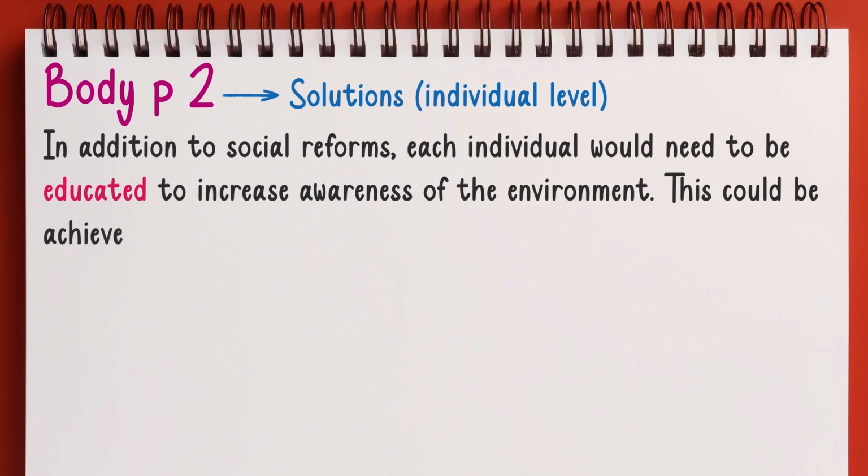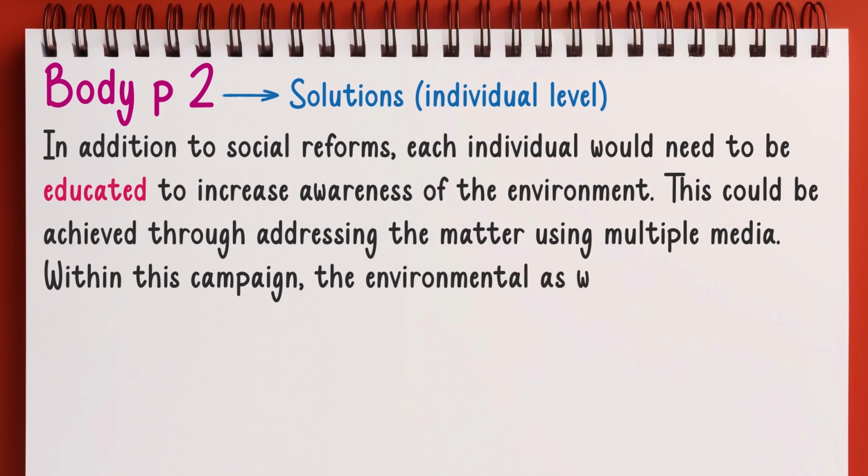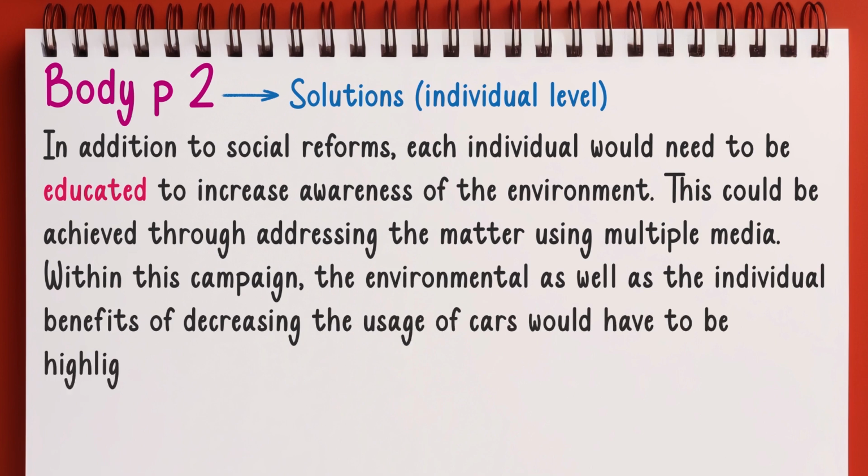This could be achieved through addressing the matter using multiple media. Now I should expand this more. Within this campaign, the environmental as well as the individual benefits of decreasing the usage of cars would have to be highlighted. This is very important. So in this campaign, individuals will learn about the benefits that they will also gain from decreasing the number of cars on the roads, right?